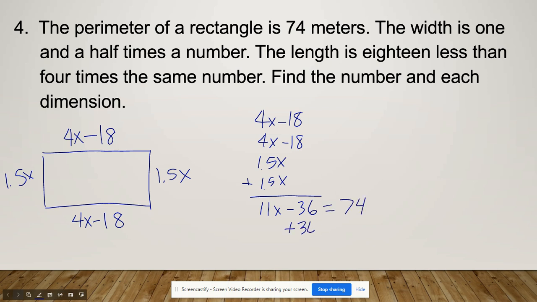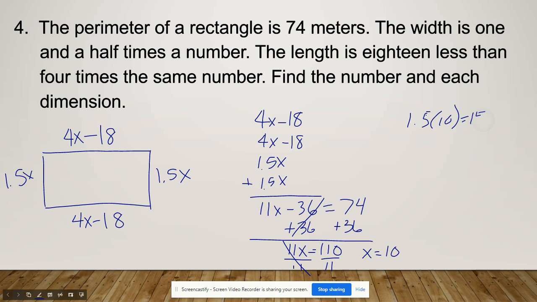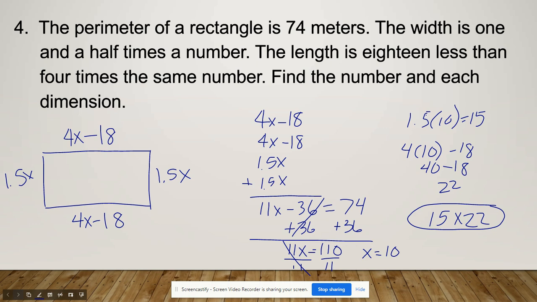Add 36 to both sides. So 11x equals 110. Divide by 11, and x equals 10. So now we plug that in once more. 1.5 times 10 for the width makes 15. And 4 times 10 minus 18 is 40 minus 18 for the length, which is 22, which makes my dimensions 15 by 22. All right, so those two were still a little bit more straightforward.